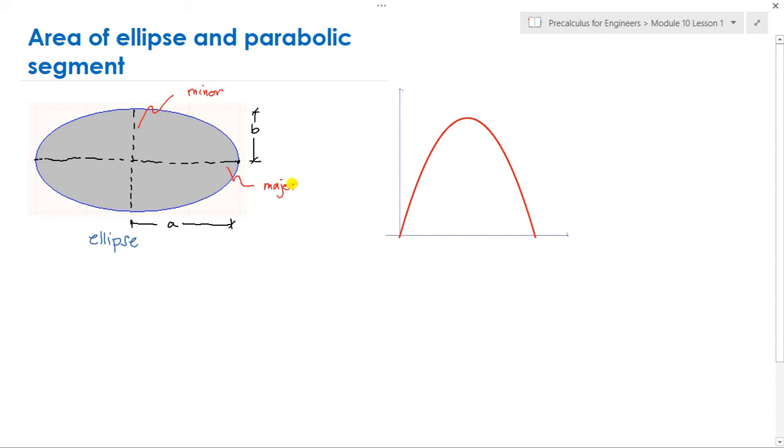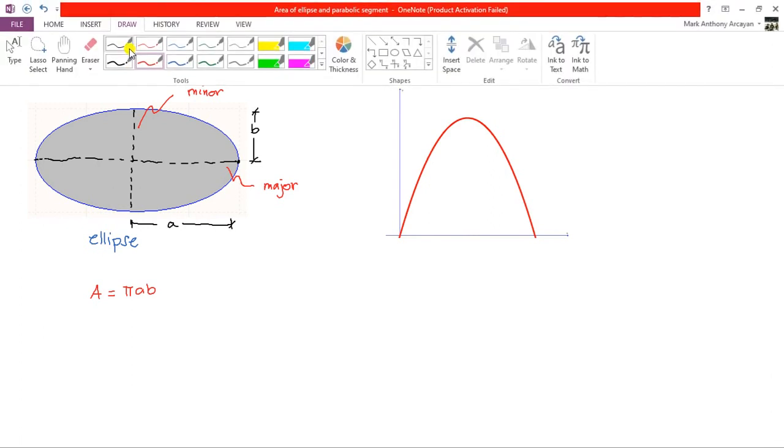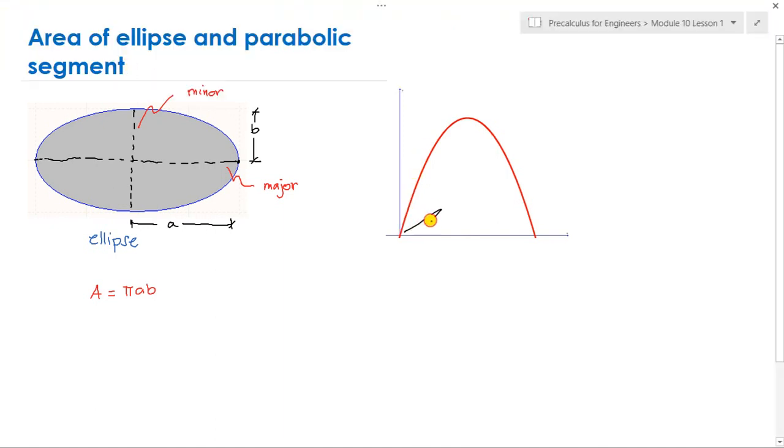So the area for the ellipse is equal to pi AB. Pi AB lang. Dali ra. And next is the parabolic segment, part sa parabola. Let's say kani nga segment ato pangitag area.